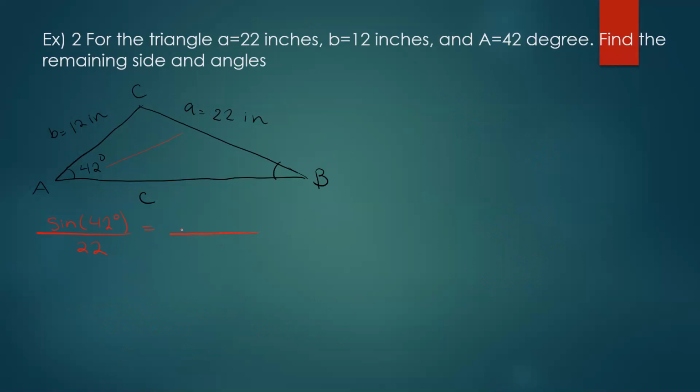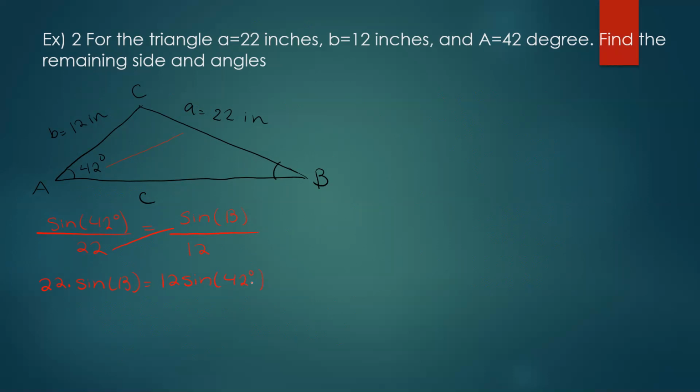What do I want to find? Maybe I could find angle B. We don't know what angle B is, so I'll just call that sine of B, and that goes with leg B, just 12 inches. Go ahead and cross multiply. So that's 22 times sine of B equals 12 sine of 42 degrees, right?